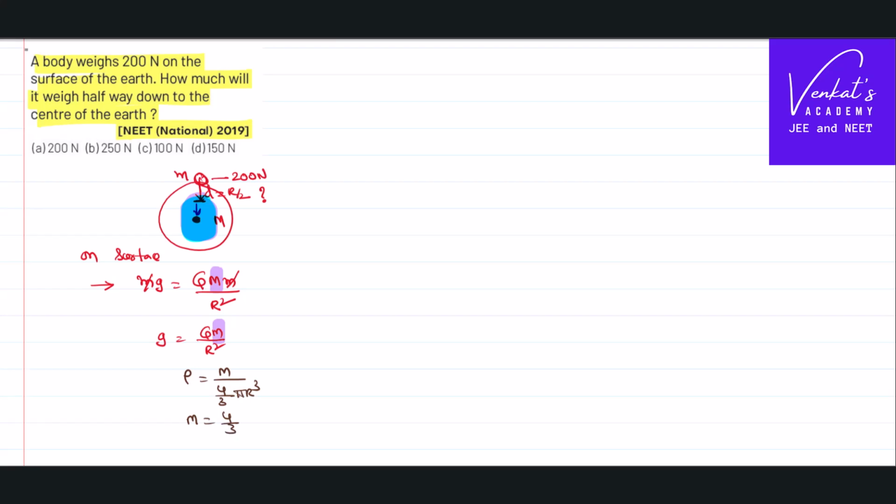Mass can be written as 4 by 3 pi R cube rho. So this formula for g can also be written with G in the place of M, 4 by 3 pi radius cube and density, divided by R square. So R square and R square cancel. The new relation is g equal to 4 by 3 pi G R rho. This is more appropriate to use when we go into the earth, right?